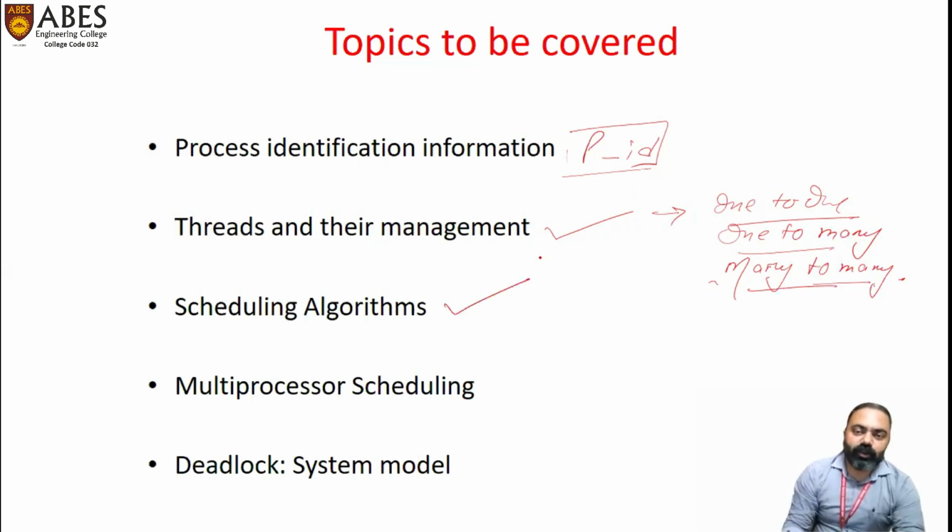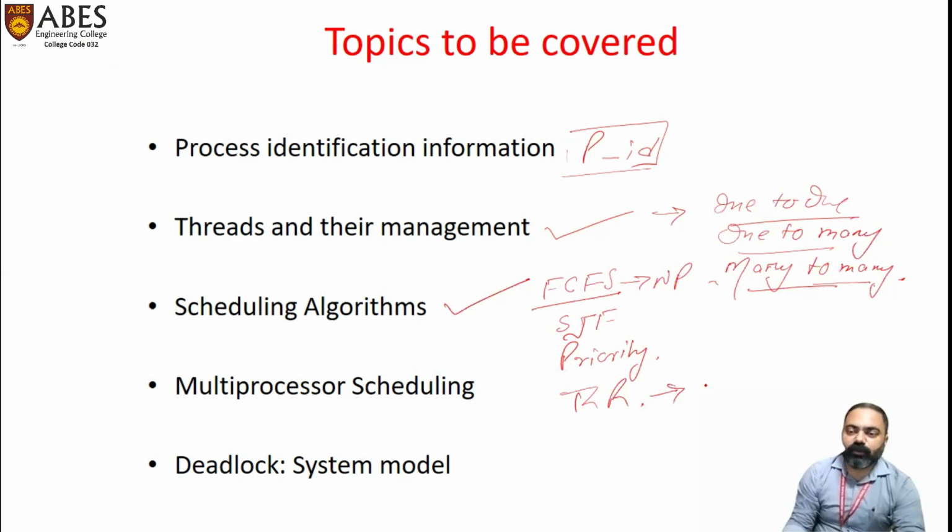Next, there is scheduling algorithm. In scheduling algorithms, we will see FCFS, the basic scheduling algorithm, then SJF, then priority, then round robin. FCFS is by default non-preemptive in nature. Round robin is by default preemptive in nature, and SJF and priority both have both cases, preemptive and non-preemptive. These are all discussed in detail in the lectures.